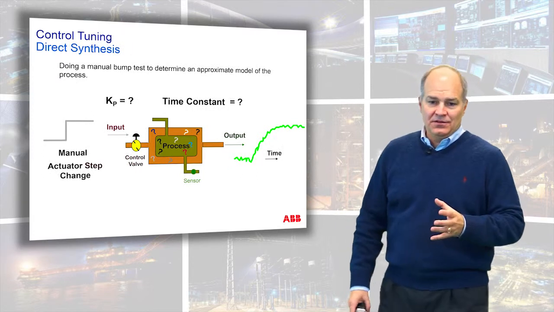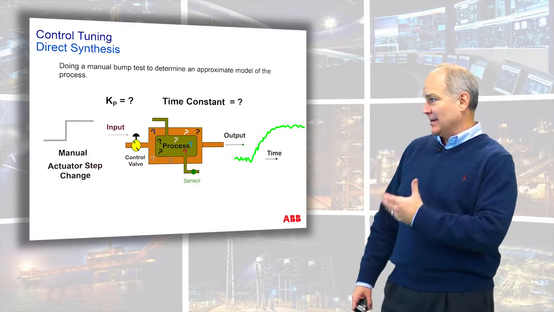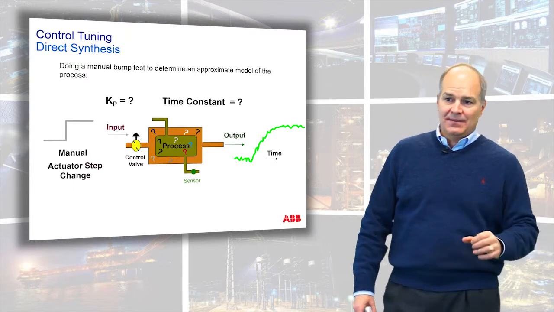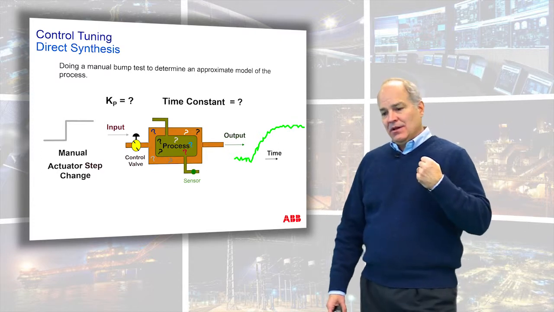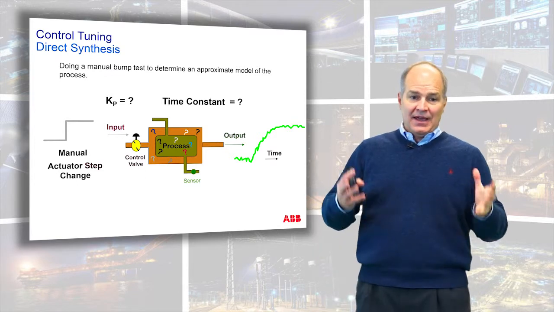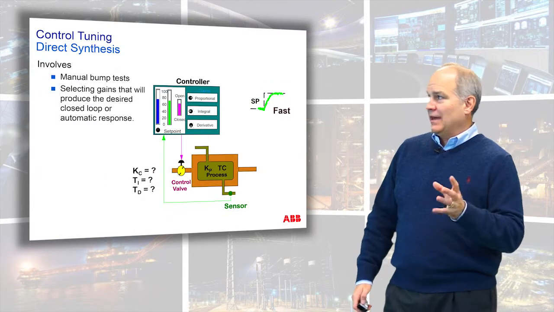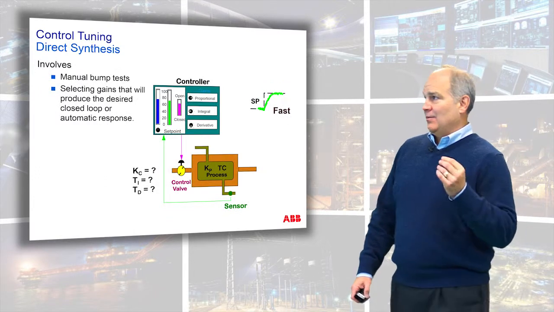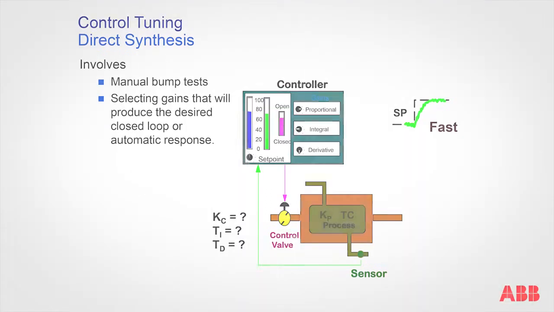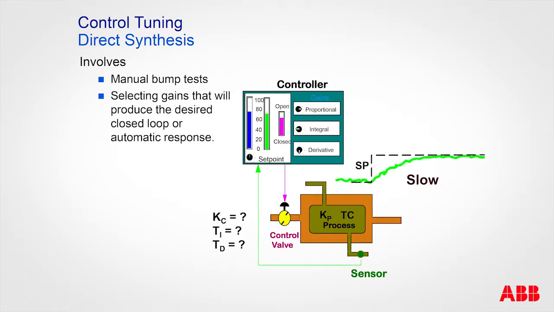Regardless of which method you use, you have to start with the process. You have to look at the process and identify the dynamics of that process. We spent a whole lesson talking about that. Whether you do a bump test, or look at first principles, or do a visual inspection, you have to have an idea of the dynamics of the process. We'll review that in a little bit. But once you've identified the process dynamics, then you come up with tuning parameters so that you can have a fast response, moderate response, or a slow response. The nice thing is that you get to identify that speed.